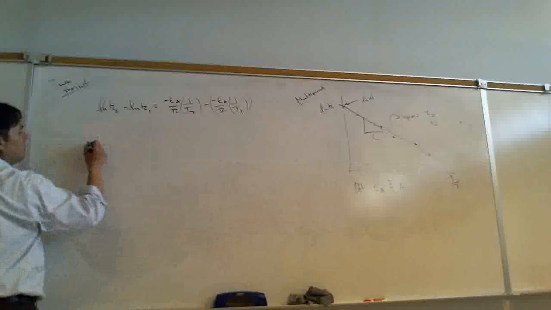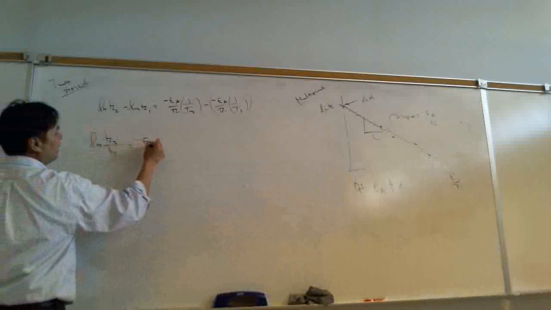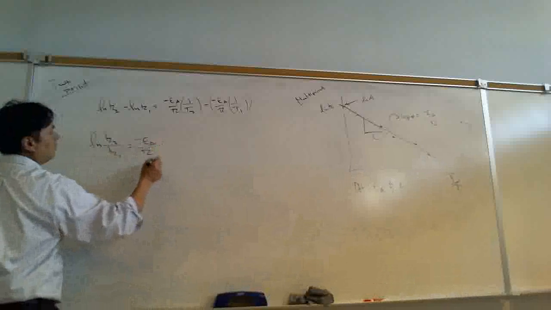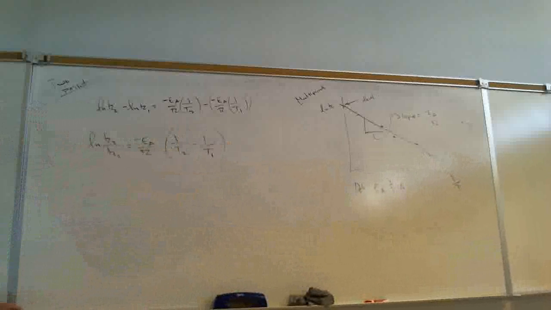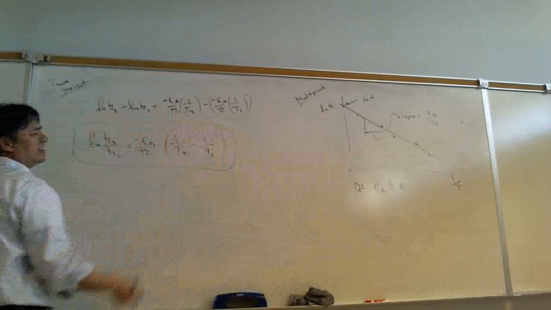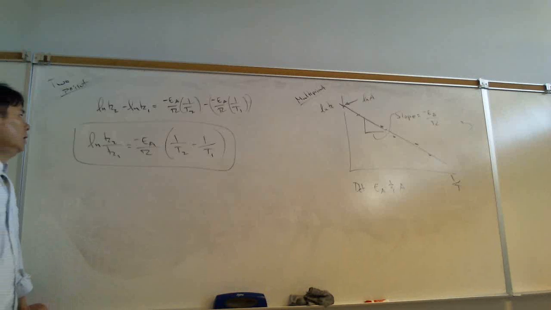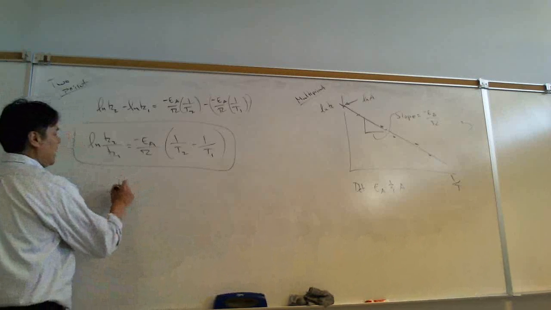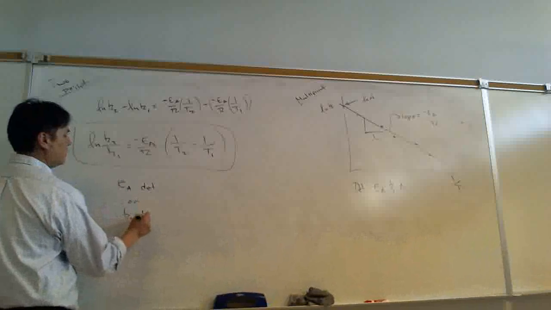Now, using the property of logs, we'll get ln of K2 over K1 is equal to minus EA over R times (1 over T2 minus 1 over T1). And so this is just a 2-point, we don't have to do the graphing because it's just 2 points. And then we can make our life simpler by using this equation here. And so from this, we can determine EA or K2 determination.